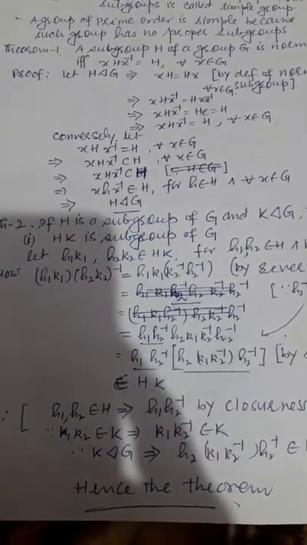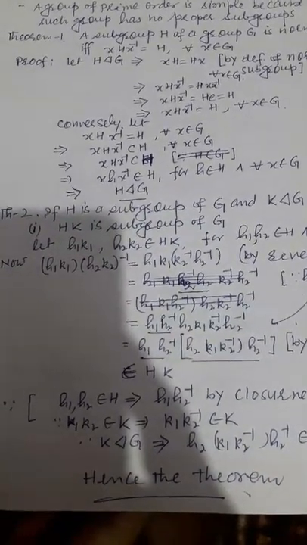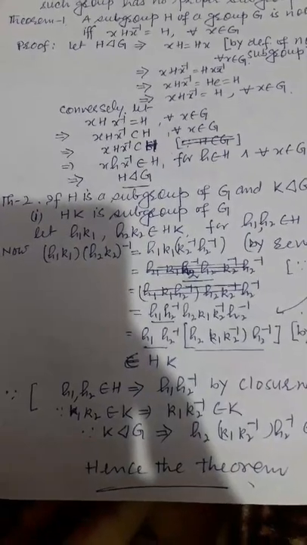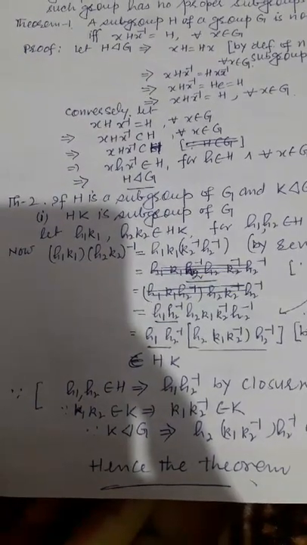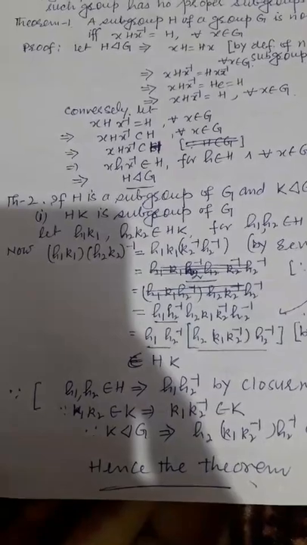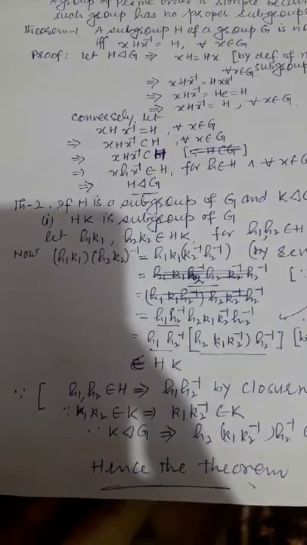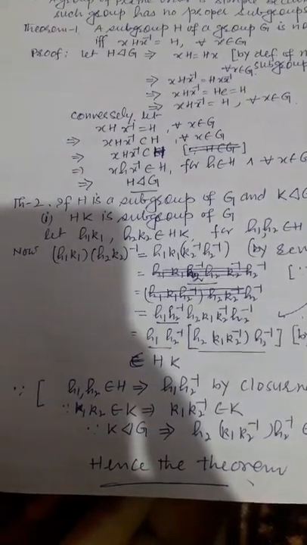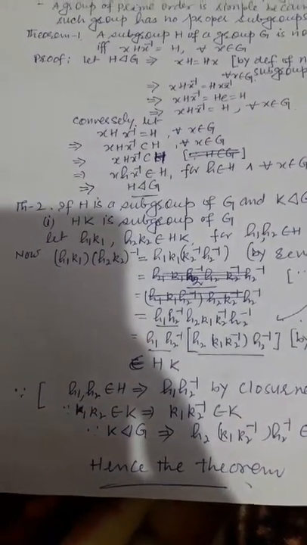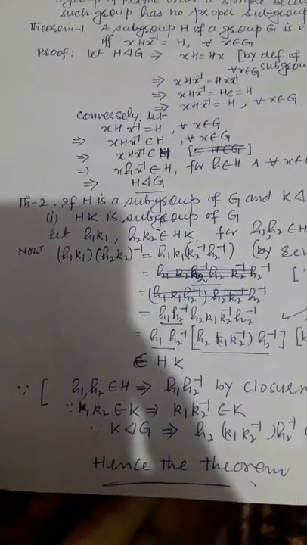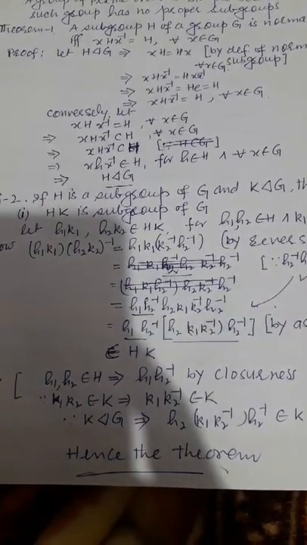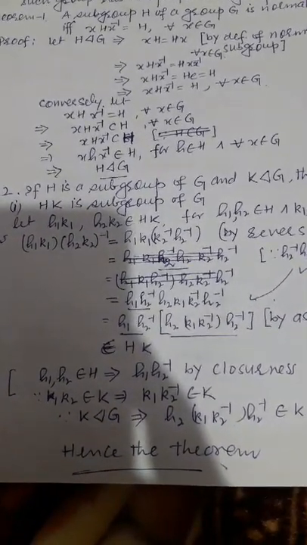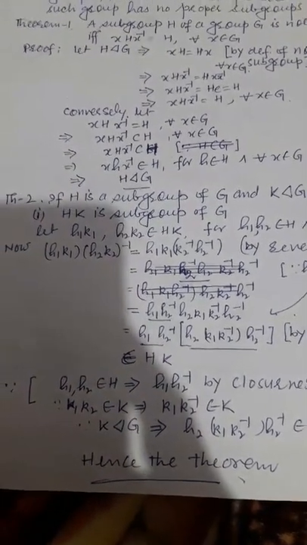Now conversely, let us suppose that xHx inverse equals H for all x belonging to G. It is given, and now we have to show that H is normal. xHx inverse equals H means xHx inverse is a subset of H for all x belongs to G. So xhx inverse belongs to H for some small h belonging to H and for all x belongs to G, which is the exact definition of normal subgroup. Hence the proof.